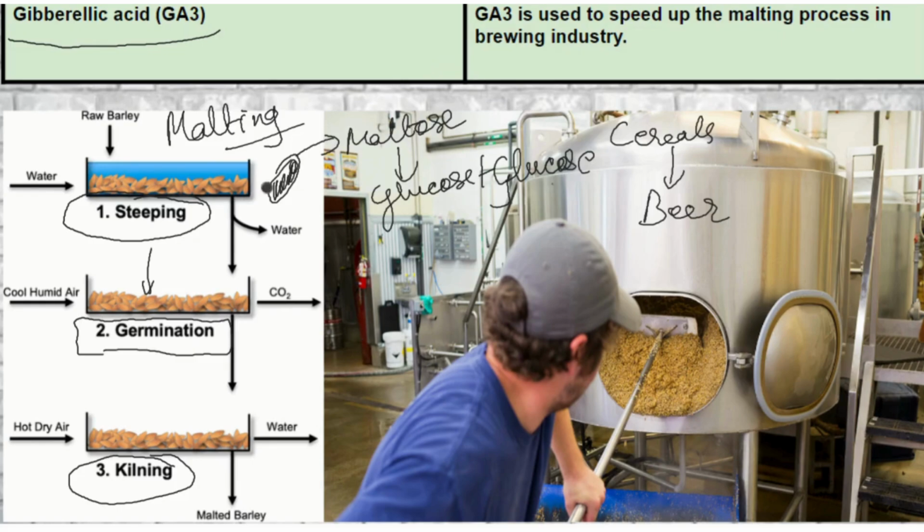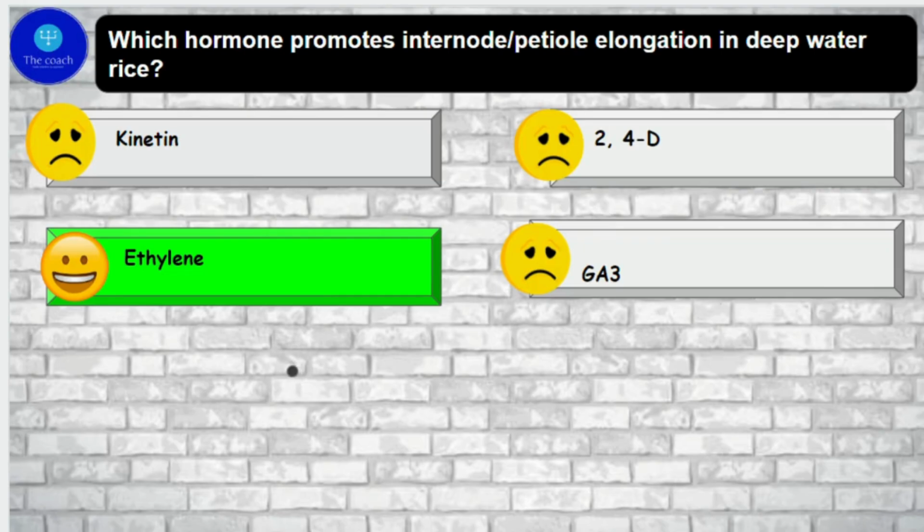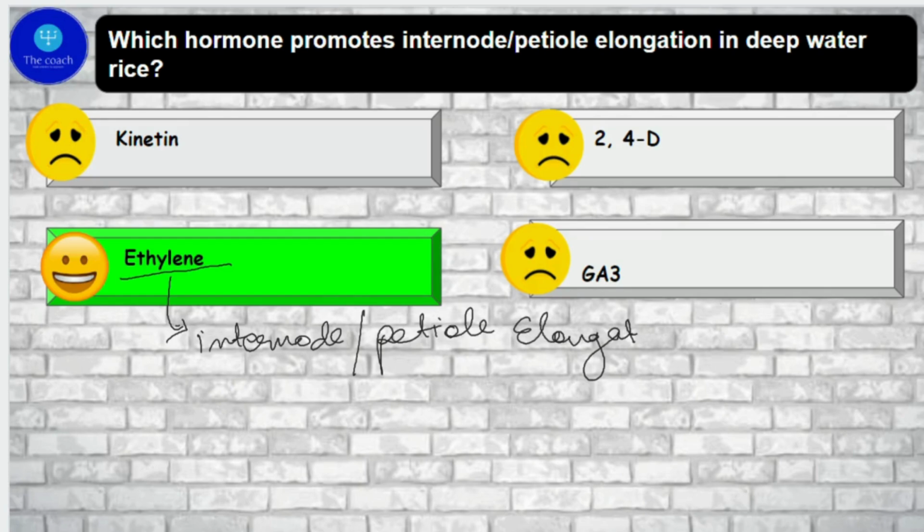If you use gibberellic acid, the malting process gets sped up, and it enhances the content of simple carbohydrates in the grains, so the carbohydrates are easily available for the microbes for fermentation. From the above discussion, we can conclude that the correct answer is ethylene, because ethylene helps in internode or petiole elongation. Thank you.